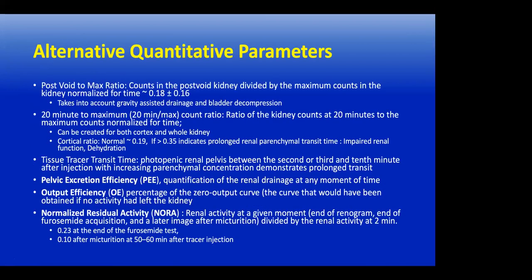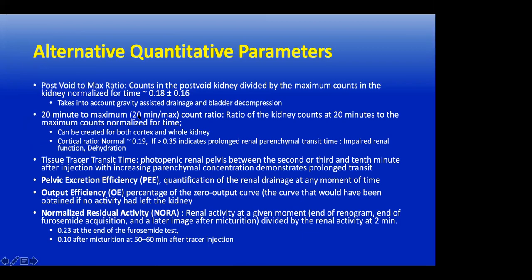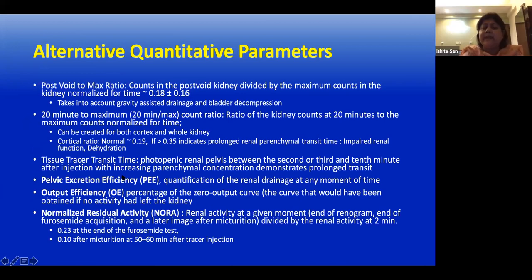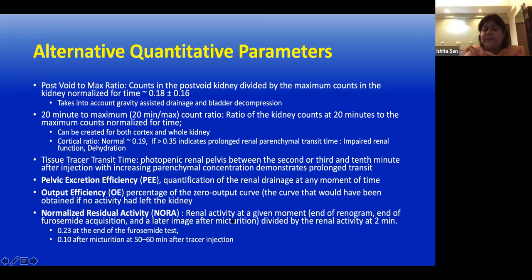There are many alternative quantitative parameters which have been used, which include post-void to max ratio, 20-minute to maximum ratio, tissue tracer transit time, pelvic excretion efficiency, output efficiency, and NORA, which is basically the renal activity at a given moment, which may be either the end of the renogram or the end of Frusemide intervention and a later image after micturition, divided by the renal activity at 2 minutes.